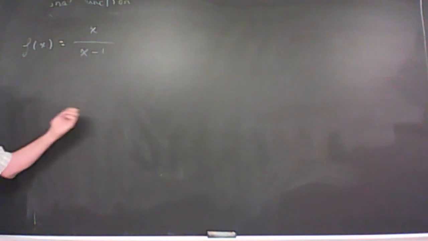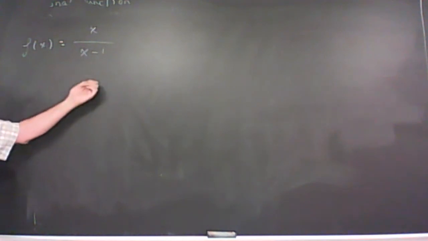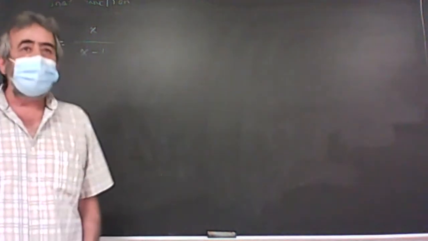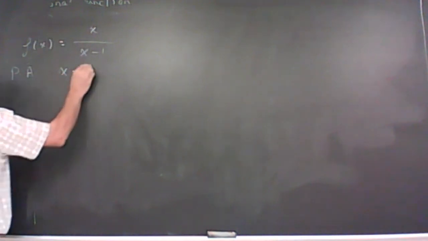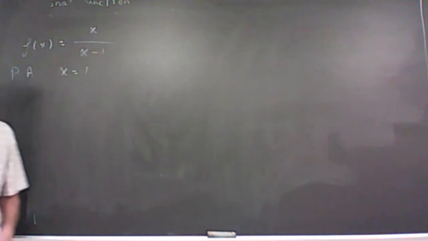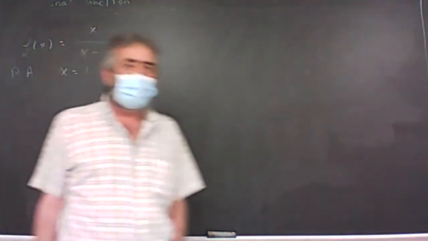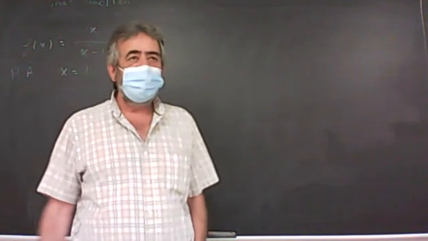How do I do that? Just take the denominator. We just did that. The possible vertical asymptotes are the exceptions. All the exceptions from the domain are your possible asymptotes. So possible asymptote: x equals 1. Why? Because 1 makes the denominator equal 0. That's the only exception in the domain.